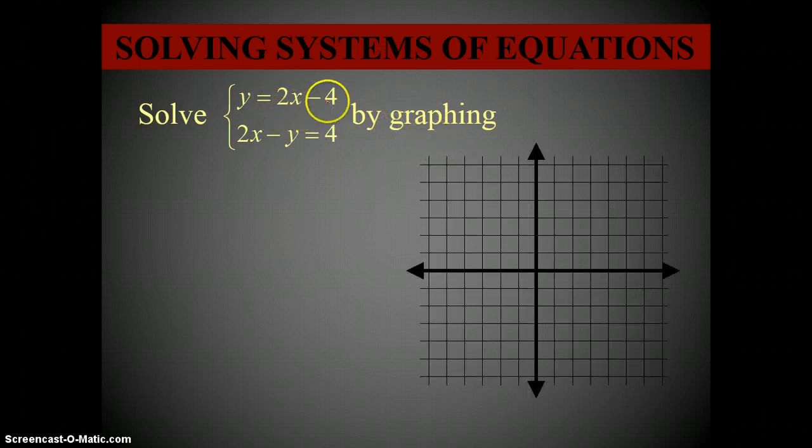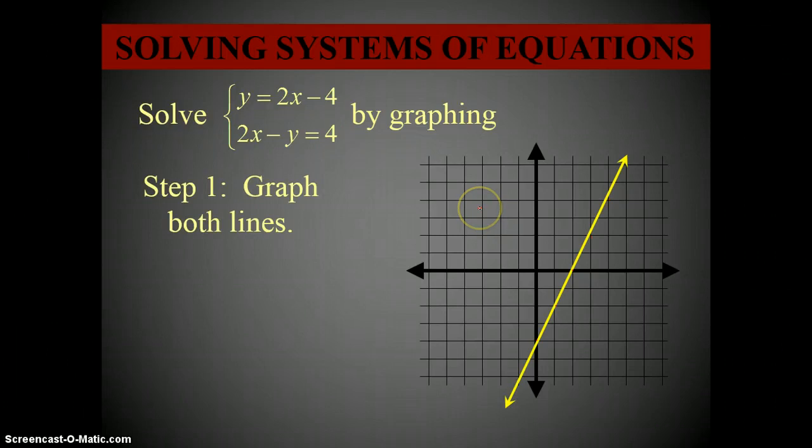So here's our next special case. We have y equals 2x minus 4, the same line we started with last time, and now we have 2x minus y equals 4. We're going to graph both of these in whatever method you choose. I'm going to plot the negative 4: 1, 2, 3, 4. Use the slope of 2 to get those points again. Up 2, forward 1, and connect my dots. And then for this one, I'm going to solve for y.